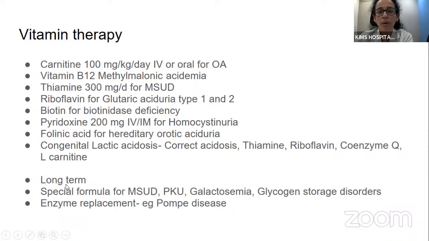So in the long term, the babies are usually discharged on specialized formulas in the case of maple syrup urine disease, phenylketonuria, galactosemia, and glycogen storage disorders. Enzyme replacement is available for Pompe's disease.